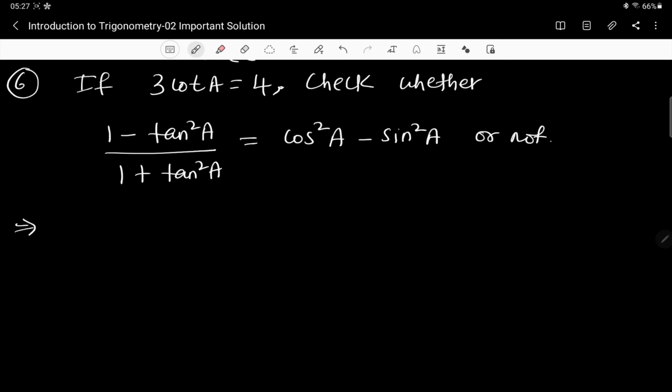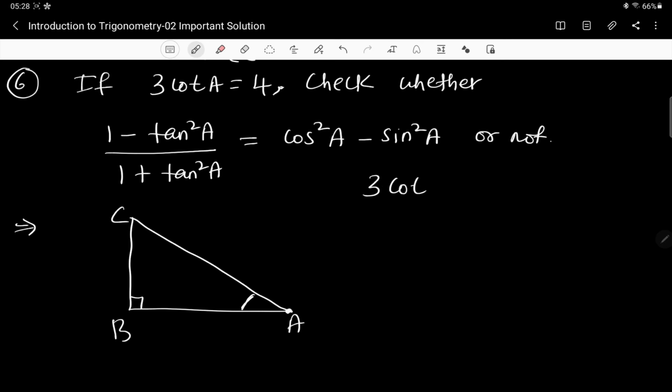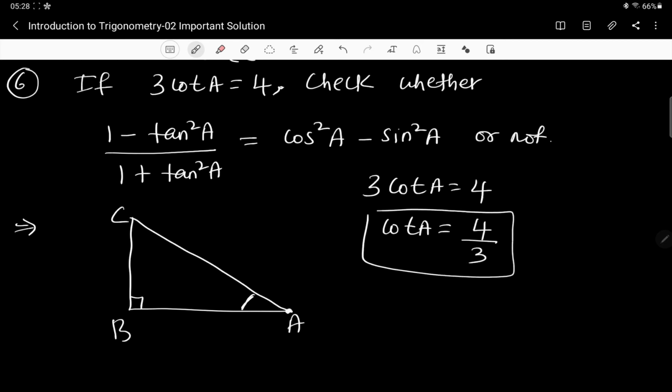Now let us take a right triangle. Let me name it A, B, C. A I am writing here, it becomes easy for us. Let us take this as the 90 degree. Cot A they are saying. You understand the meaning of 3 cot A they have given, no? So 3 cot A is equal to 4. Cot A is equal to how much it becomes? It becomes 4 by 3, right? Cot A is equal to 4 by 3.